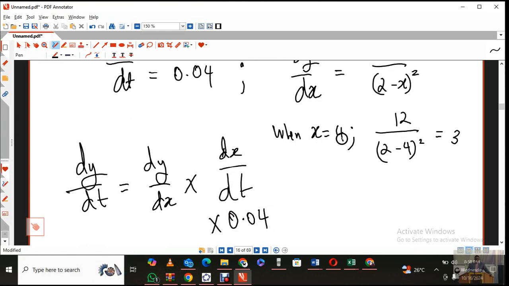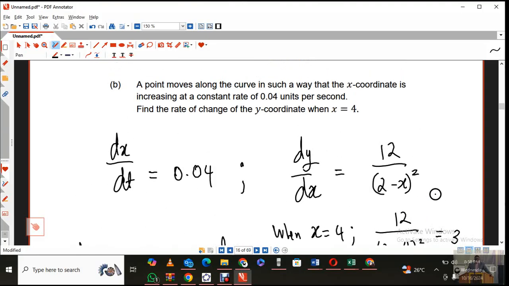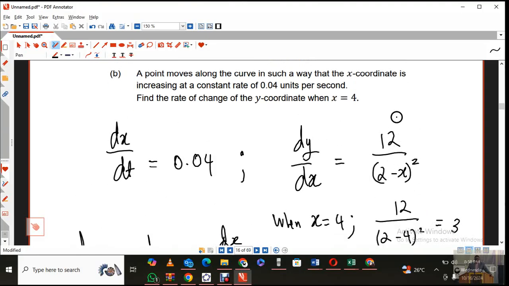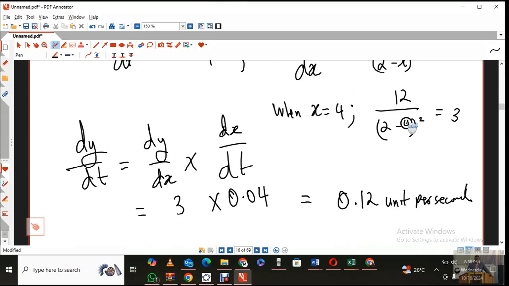We don't really worry about the units now. We know that dy/dx is 3, so basically we're just going to multiply that, and it gives us 0.12, whatever the unit is, units per second. That's the rate of change of the y coordinate when x is equal to that.